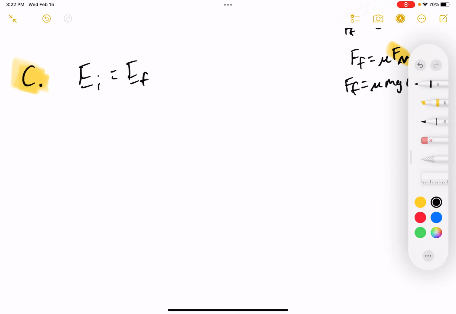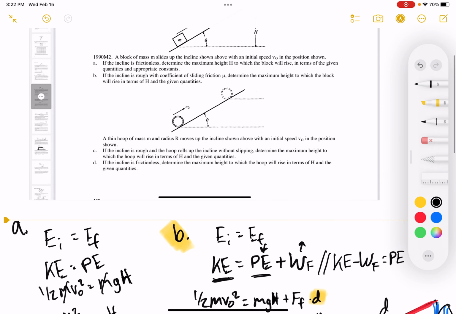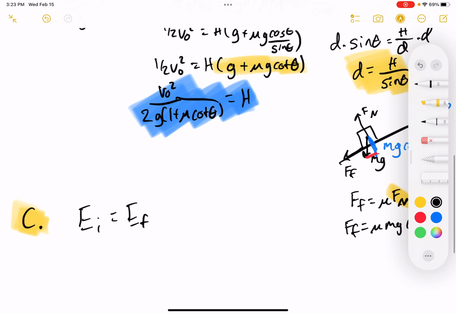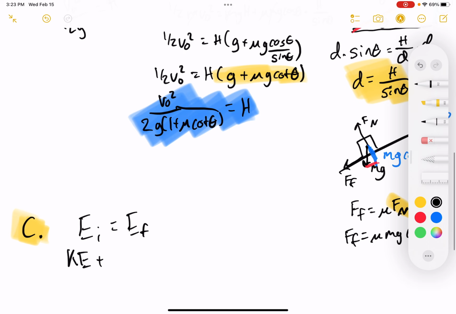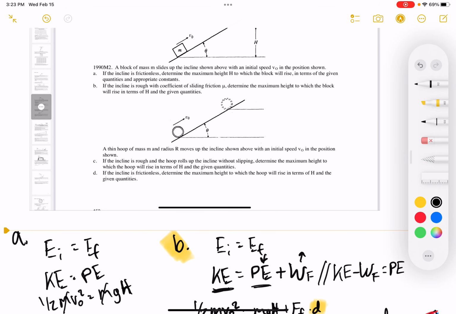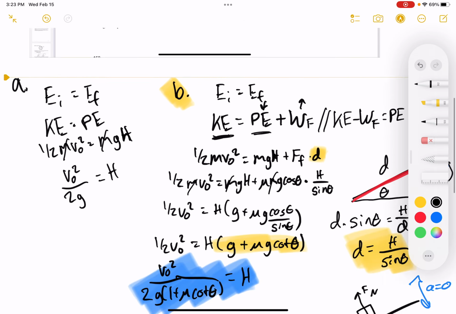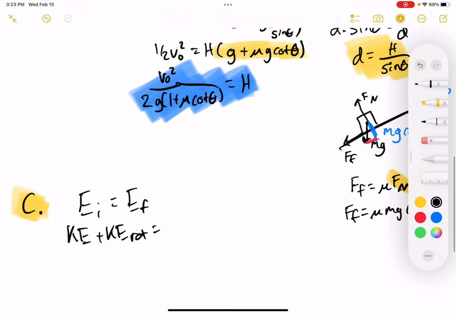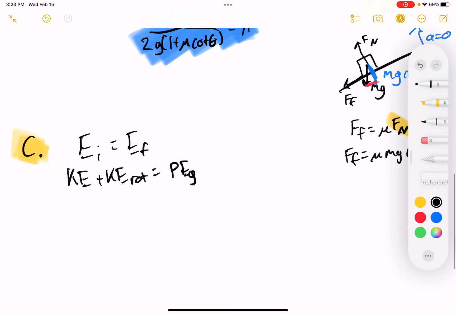So the type of energy we have at the beginning, well, we know it is moving, so that's linear kinetic energy, but it's also rotating, so we're also going to have KE rot, okay? So we have KE plus KE rot equals, and then at the end, it's not going to be moving anymore, right? Because if it was still moving, it'd still be going up. So we know it's not moving. So the only type of energy left will be PE_G, okay? So we're gaining potential energy because we've gone up a hill.